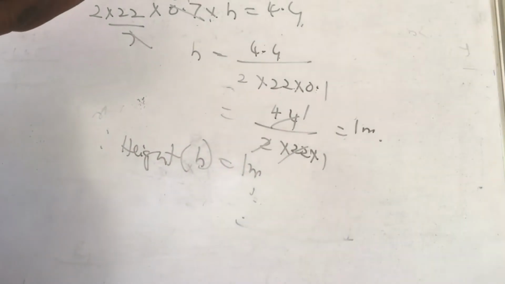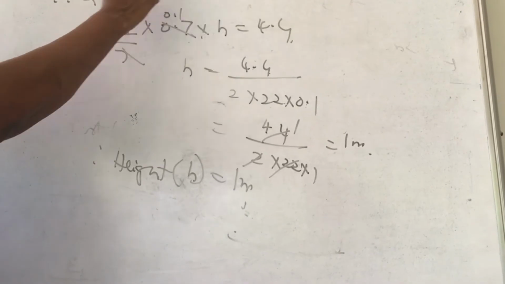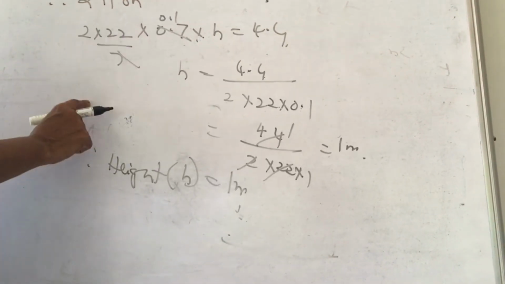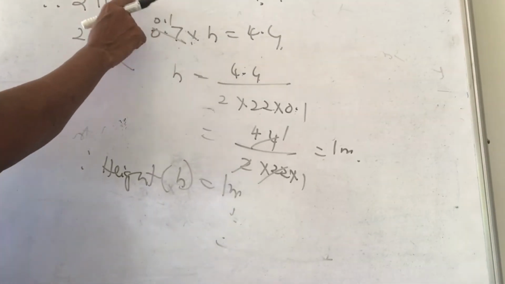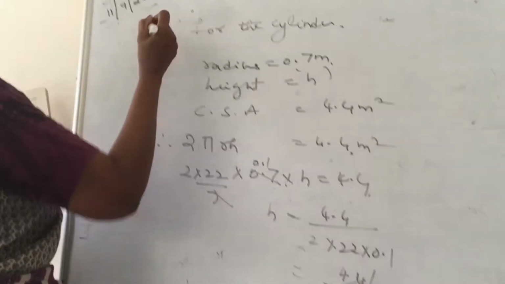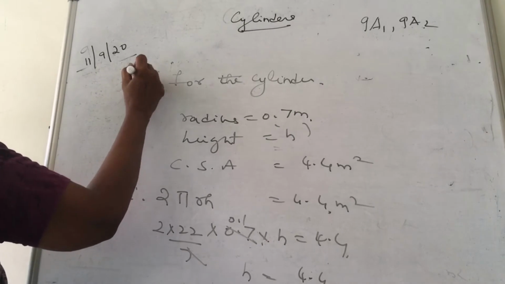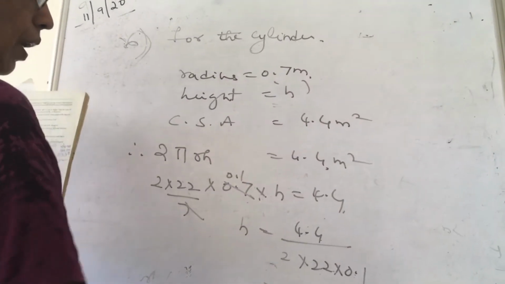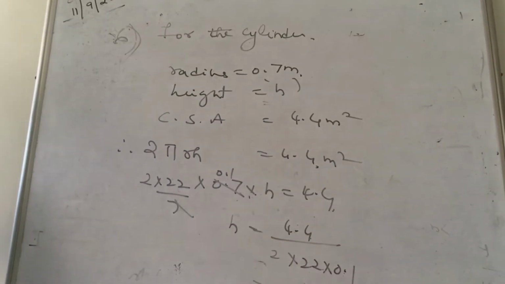You are given the radius and the CSA. You are finding out the height. What is the formula for CSA of the cylinder, girls? 2 pi RH. What is the formula? 2 pi RH. H is equal to 1 meter.